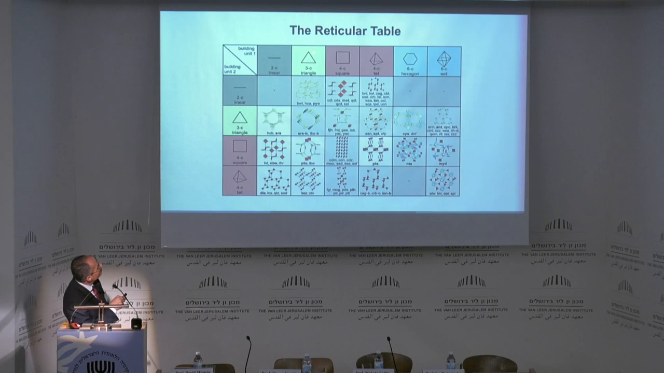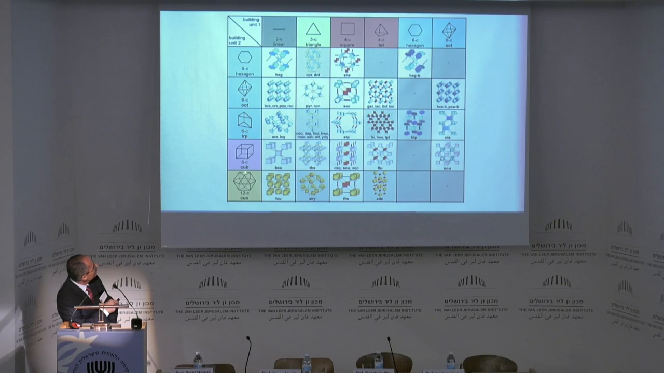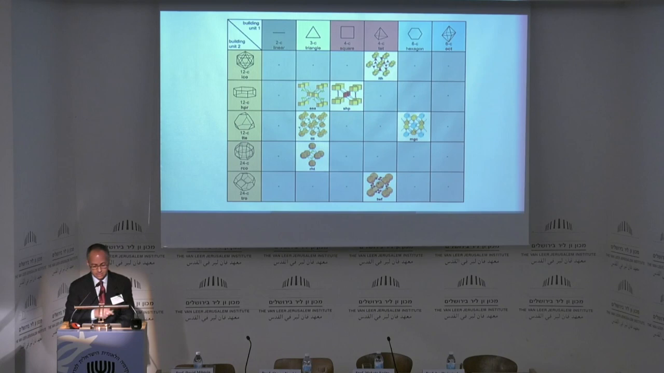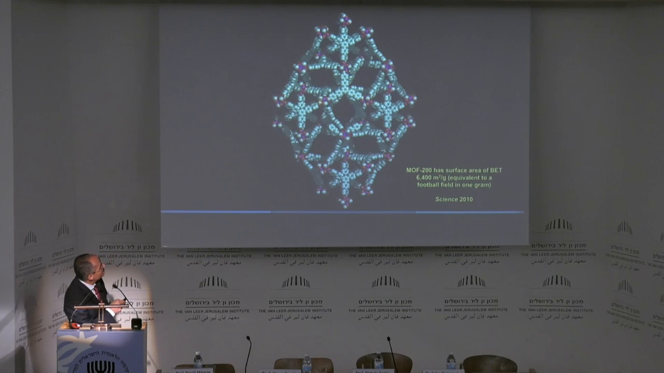We can talk about combining different shapes. Whether they're organic or inorganic, we have this reticular table that makes it a reality for somebody to think up a net and then combine the building units to make that net with different shapes. Not just triangles, squares, and tetrahedra, but also hexagons, all various geometries. All of these have been made using MOFs of different composition, metals, and different organics.